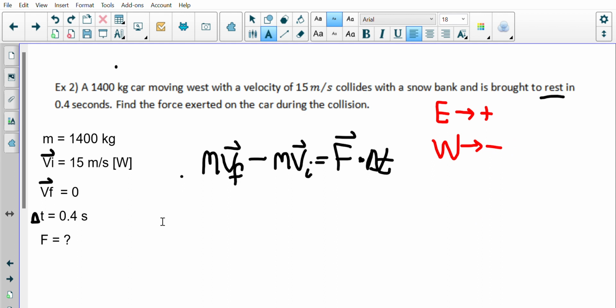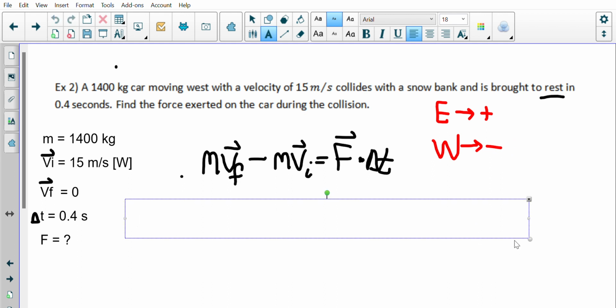Now to substitute into my formula. First off, our mass here is 1,400 kilograms. Our final velocity is 0. Then we have a minus sign. Again, the mass there is 1,400 kilograms, and our VI there is 15 meters per second west. Because it's west, I'm going to put in a minus 15. And then on the other side, we're trying to find the force, and I know the time is 0.4 seconds.